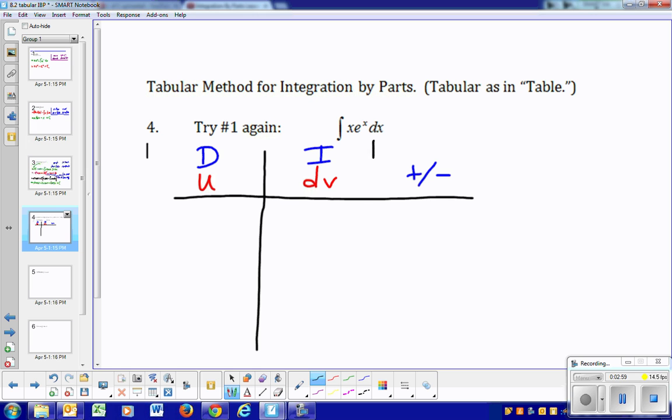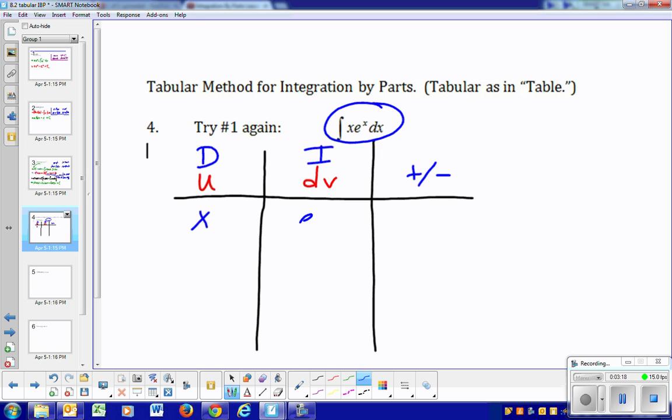Okay? So then you set up your chart like this, and similar to the way that we determine what is U and what is dV normally, we just think about those same ideas. So in this problem that we have, the thing that we would let be our U is the x. So we will do that, which means the rest of it is our dV.